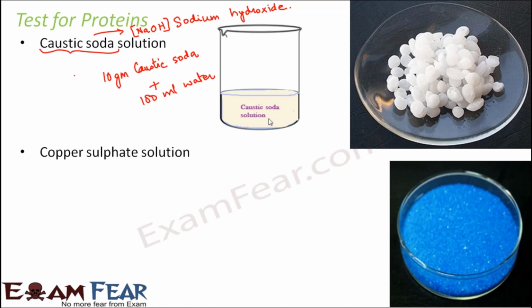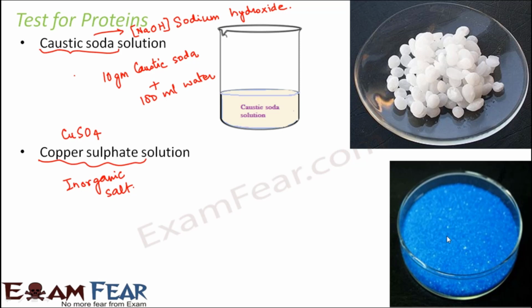Now there is another solution that we can use, which is copper sulfate solution. What is copper sulfate? It is CuSO4. So that's copper sulfate. This copper sulfate solution can also help us test the presence of protein. Copper sulfate is actually an inorganic salt, that is, a salt which doesn't contain carbon. Look at it, it is in the form of crystals. It seems powdery, but it is actually a powdered form of copper sulfate crystals.